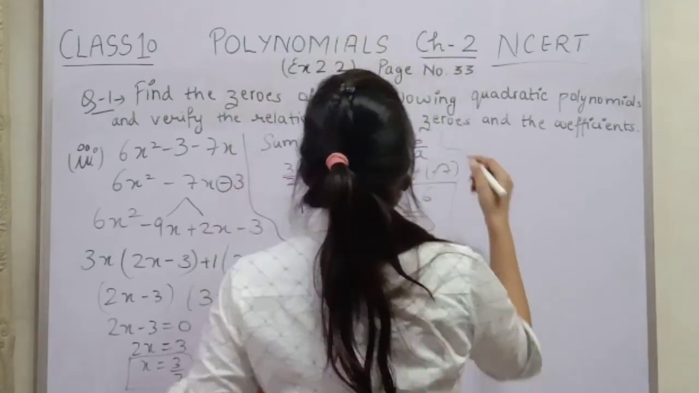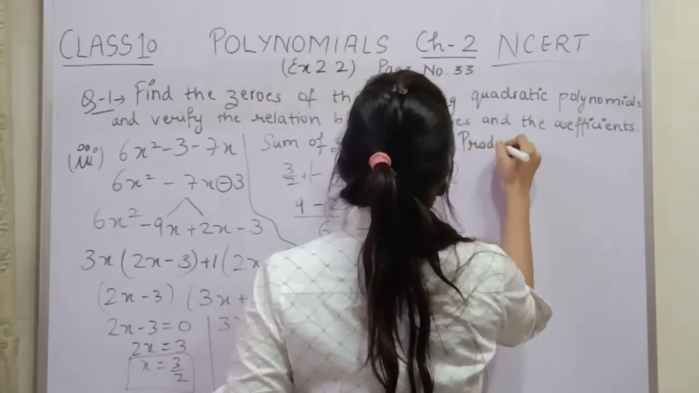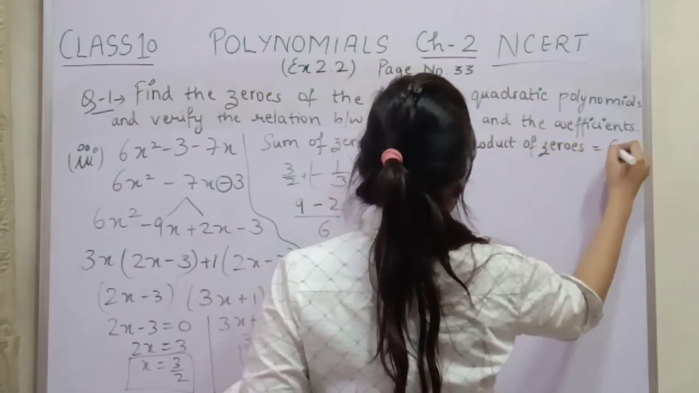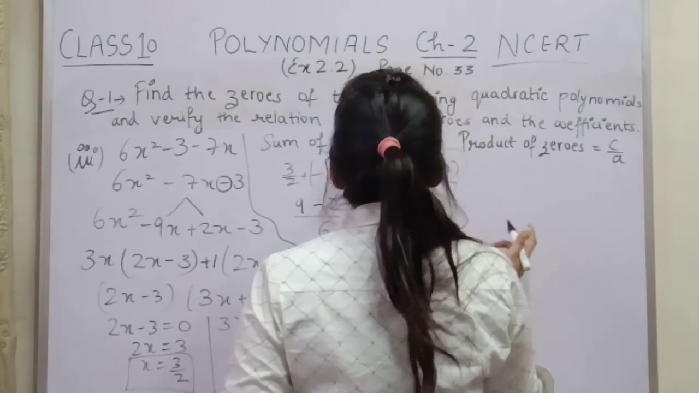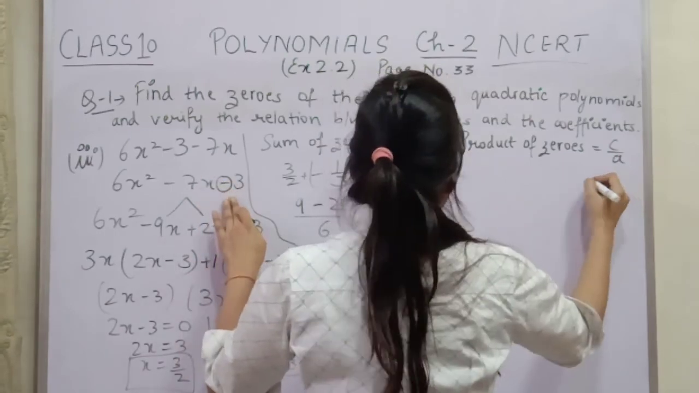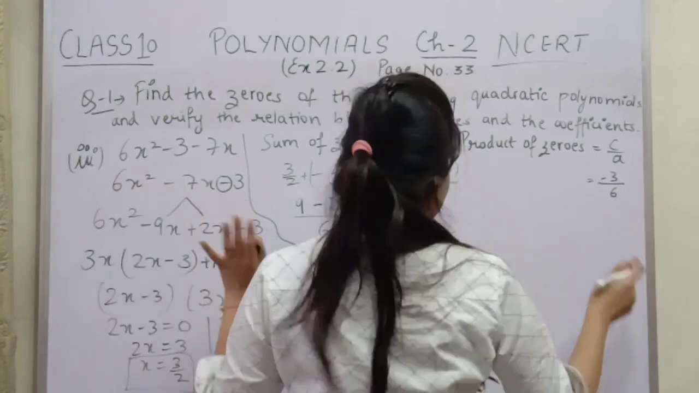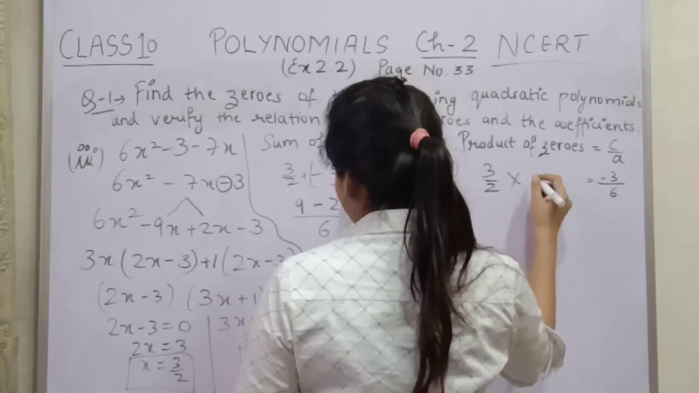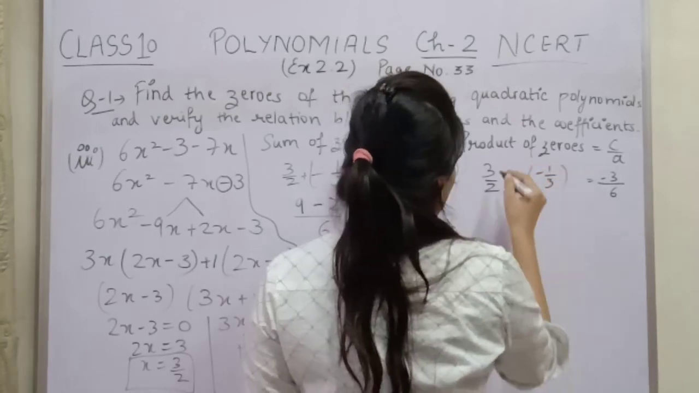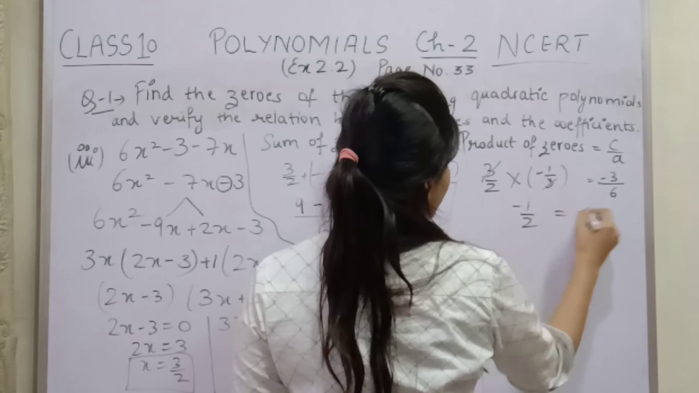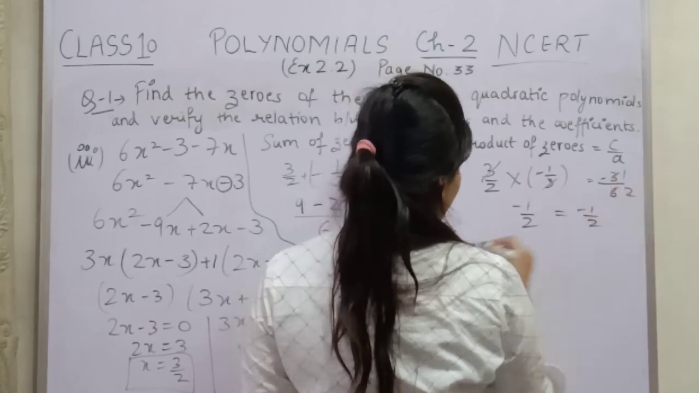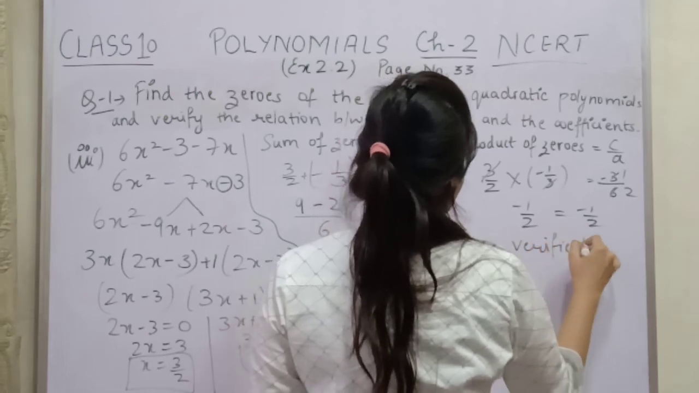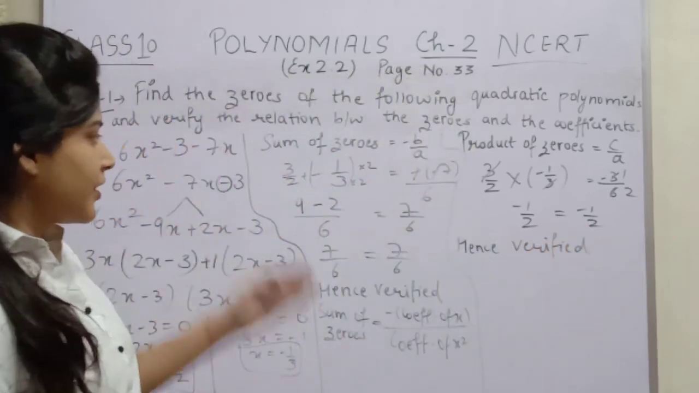Now coming to product of zeros. I need to refill the ink now. So product of zeros equals to c upon a. c upon a मतलब c is minus 3 and a is 6. minus 3 upon 6. वैसे अगर हम प्रोडक्ट करेंगे that would be 3 upon 2 into minus 1 upon 3. तो 3 से 3 कट minus 1 upon 2 equals to minus 1 upon 2. Hence verified. This is very easy now. ठीक है. बहुत जल्दी जल्दी सॉल्व हो रहा है ये.